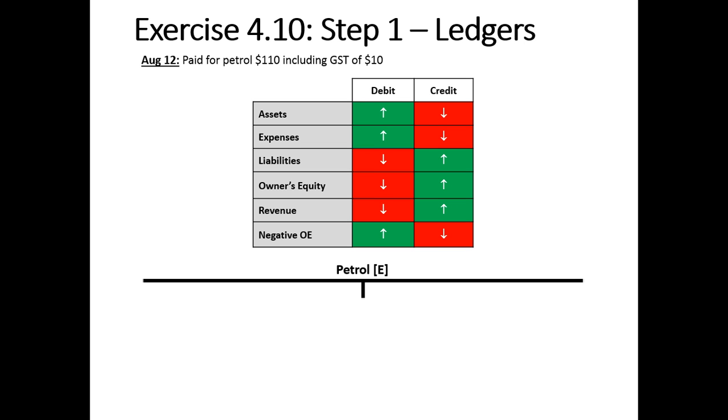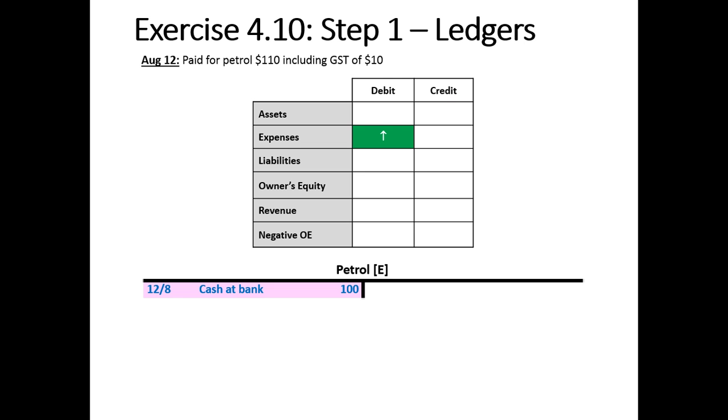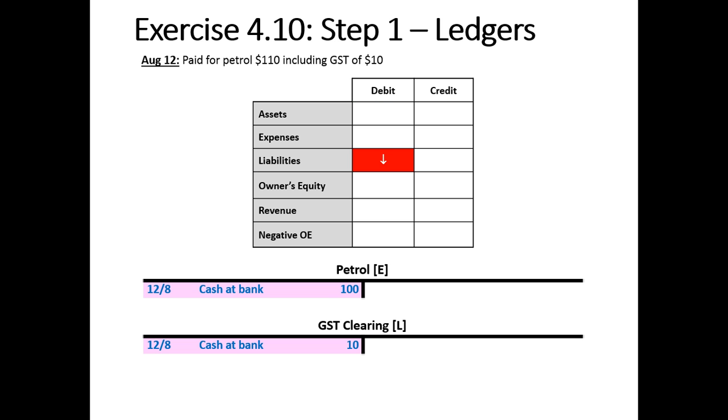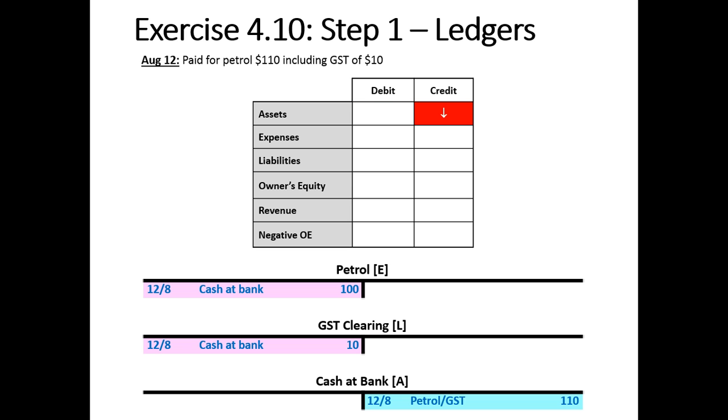We've paid for petrol, $110 including GST. So petrol is a $100 debit. GST is a debit of $10. And we're going to decrease our cash asset by $110.